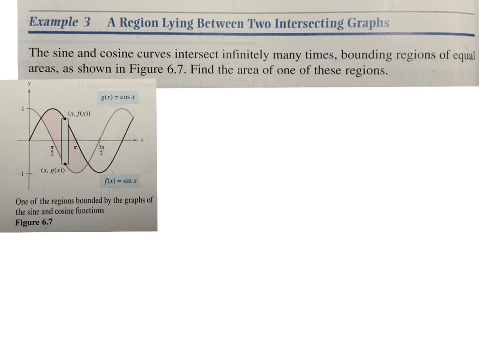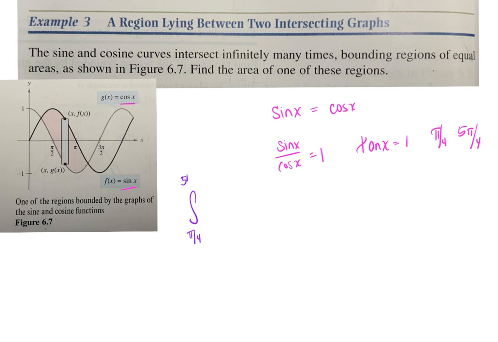For sine and cosine, if you set them equal to each other, you have sine of x equals cosine of x. That's what they're giving us. If I divide both sides by cosine, I get sine of x over cosine of x equals 1. What is sine over cosine? Tangent. Tangent of x equals 1. That happens in your first quadrant and third quadrant, 45-degree angles. So that's going to happen at pi over 4 and at 5 pi over 4. It would be negative 1 at second and fourth. So those are my boundaries. I'm going to go from pi over 4 to 5 pi over 4.